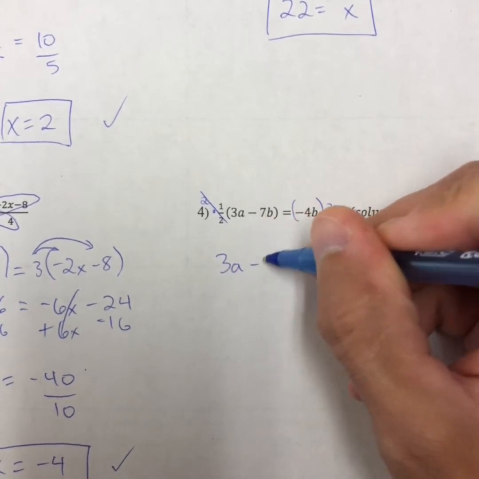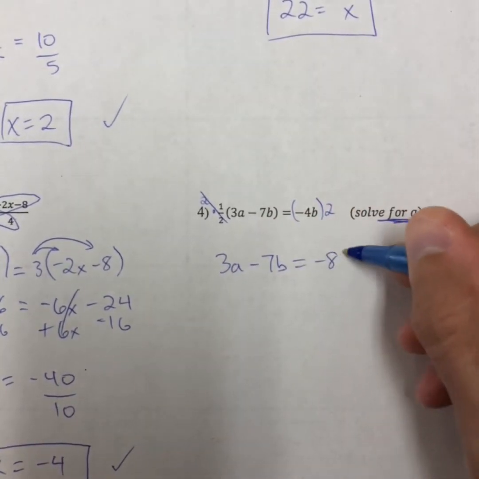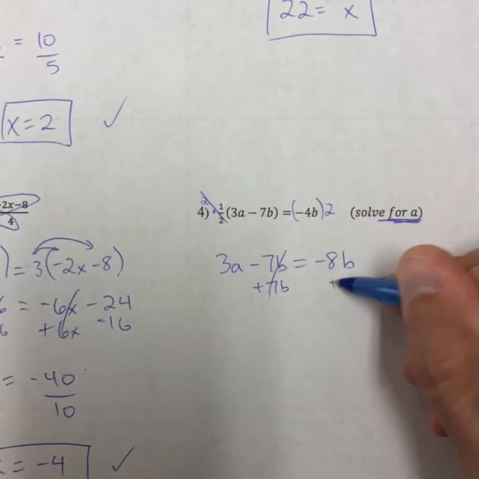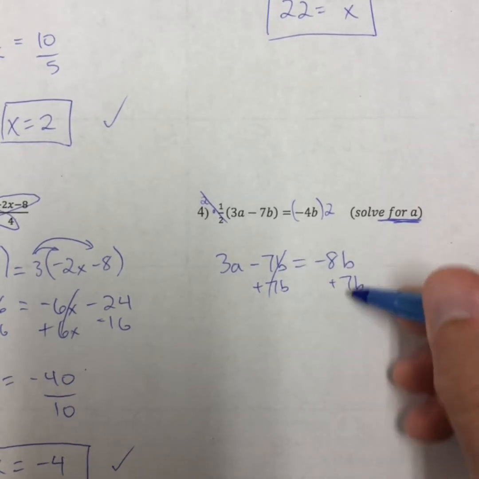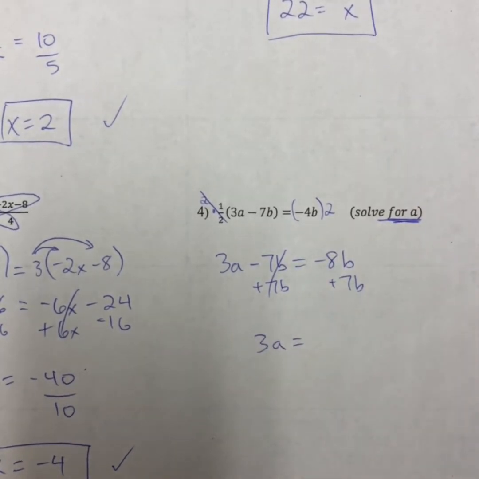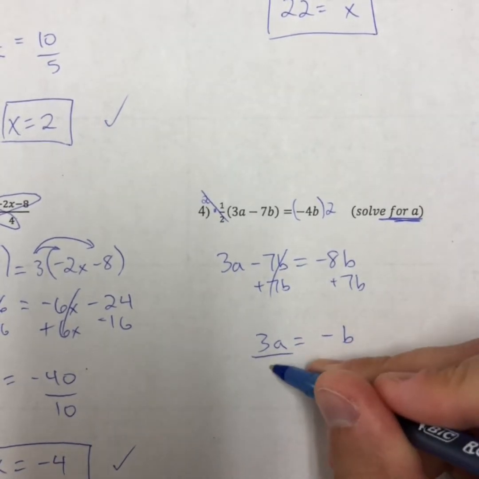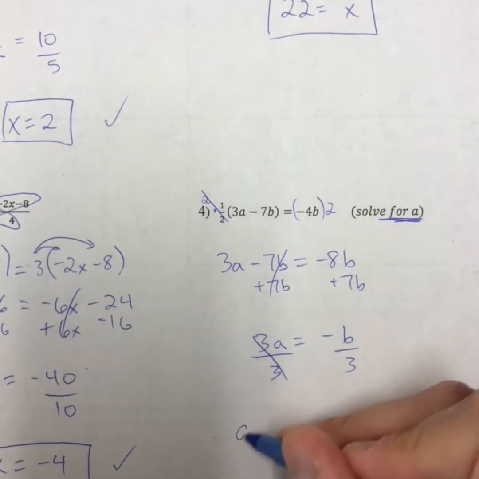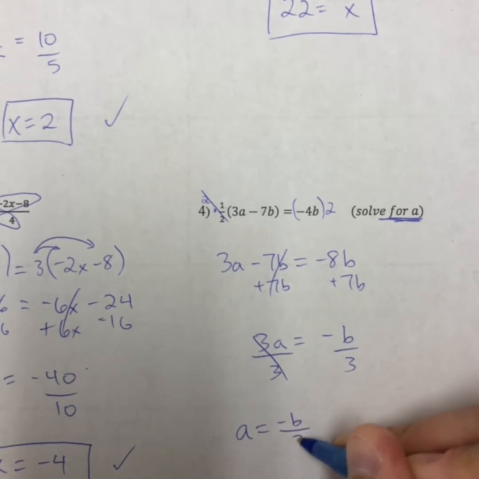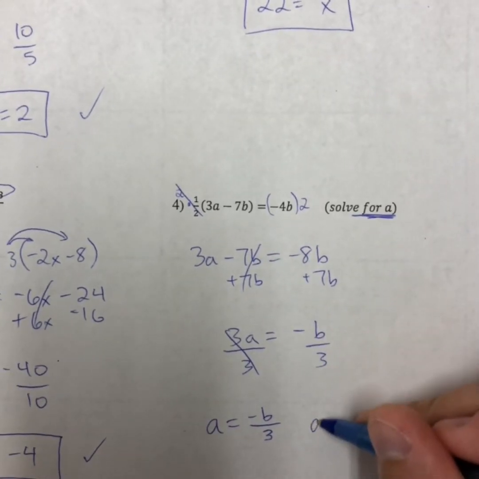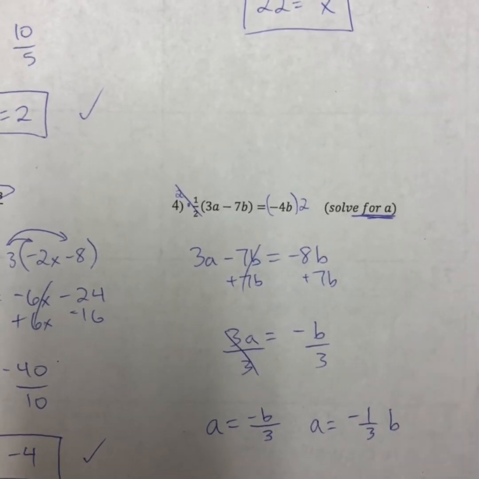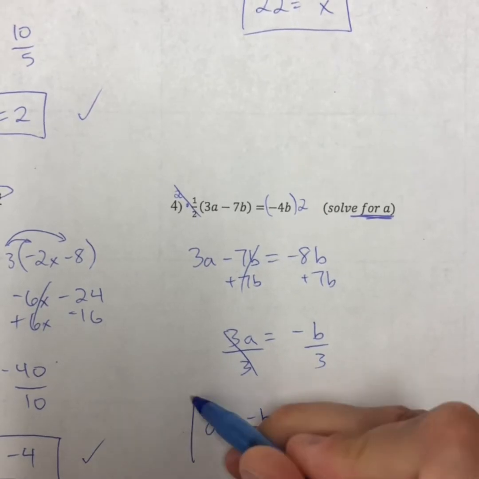We're left with 3a minus 7b equals negative 8b. And 2 steps away here, I would add 7b to both sides. And since we can actually combine these like terms, we end up with 3a equals negative 1b, or just negative b. Final step to isolate a. Undo the multiplication with division. So we divide by 3, and a equals negative b over 3. Or you can write it as negative 1/3 b, if you want to separate and pull that fraction out front. All right, either way, that would be acceptable.